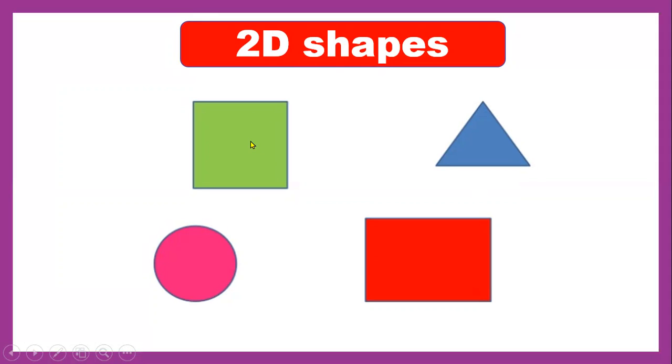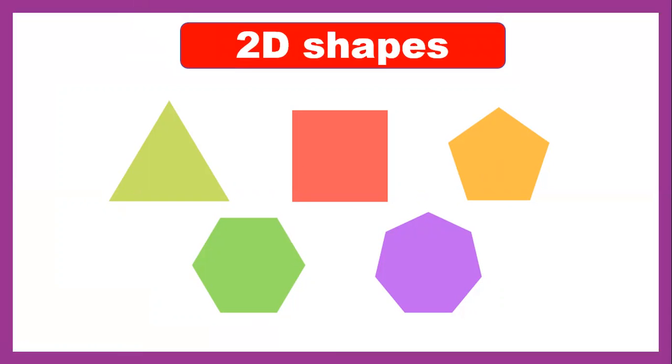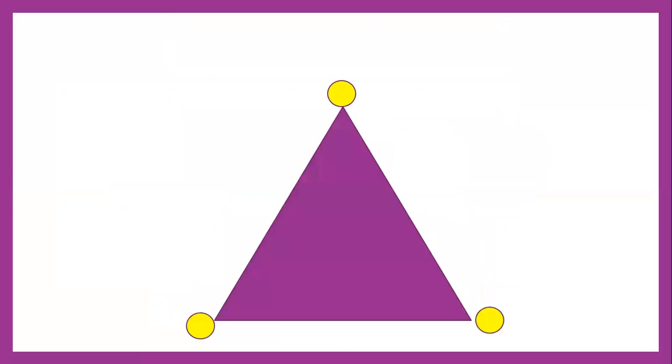So the first one is square. It has four sides and four corners. The triangle has three sides and three vertices. Now look at the five shapes. The first one is triangle, square, pentagon, hexagon, and octagon. So these are also 2D shapes.